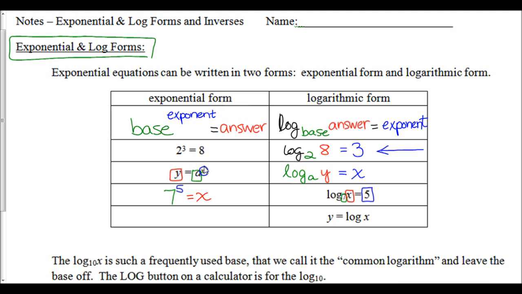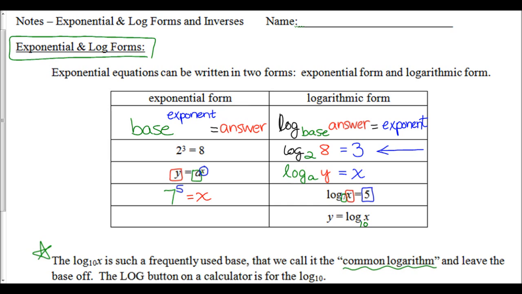Pause the video while you try to write y equals the log of x in exponential form. For this, we have to realize that we're missing the base. The base is 10 for this problem, and that's written down here. The log base 10 is such a frequently used base that we call it the common logarithm, and we often leave off the little 10. That's also what the log button is on your calculator because it just says log and there's no base written.